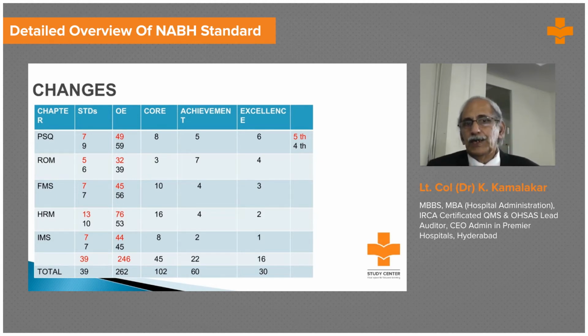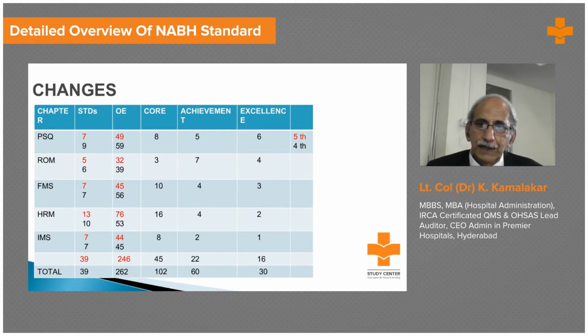Now, here also you have the core achievement. Ultimately, you have about 102 core elements, the 60 achievement elements, and 30 excellence elements. Apart from that, all the rest of the elements are called the commitment elements.